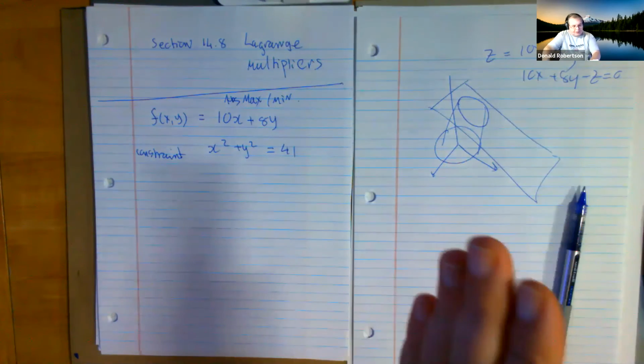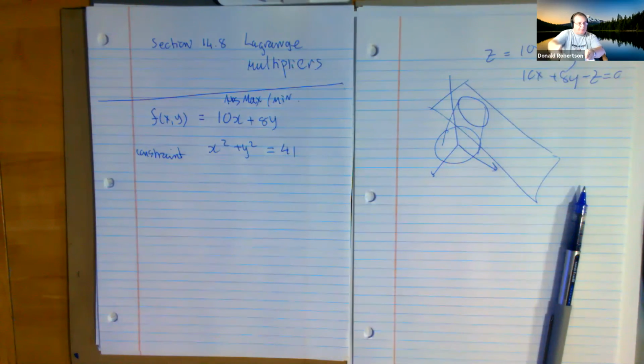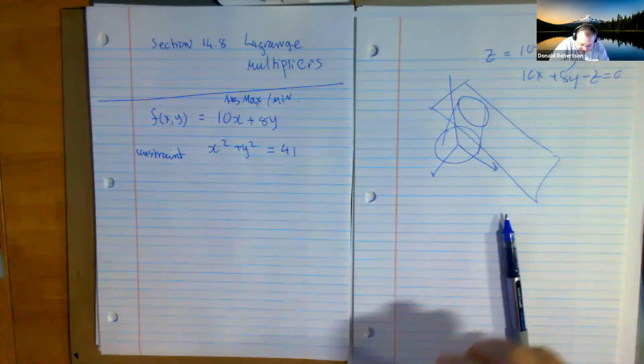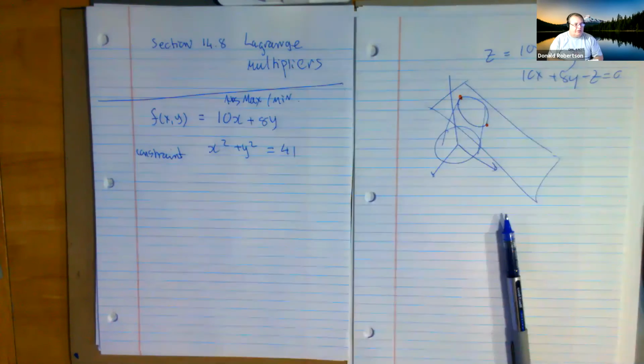You know, if a sloping plane meets a vertical circle, wouldn't that cut be an elliptical cut? And what we're after is the highest point and the lowest point, right? The max and mins.